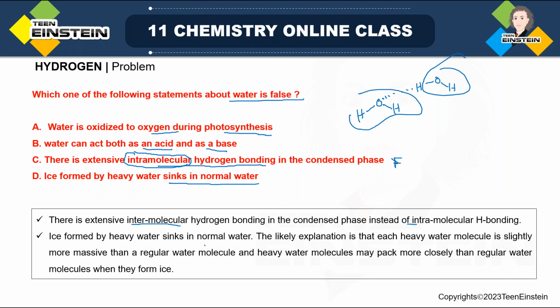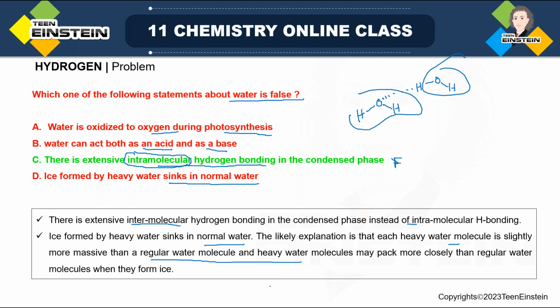Ice formed by heavy water sinks in normal water, and the explanation is heavy water is slightly more massive than regular water molecule, and heavy water molecules may pack more closely than regular water molecules. So this information is not new, we have already seen it, but again for this question the explanation is given. So it is option C, which is false.